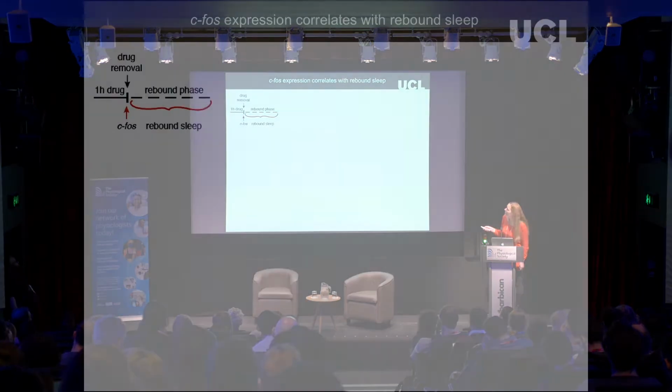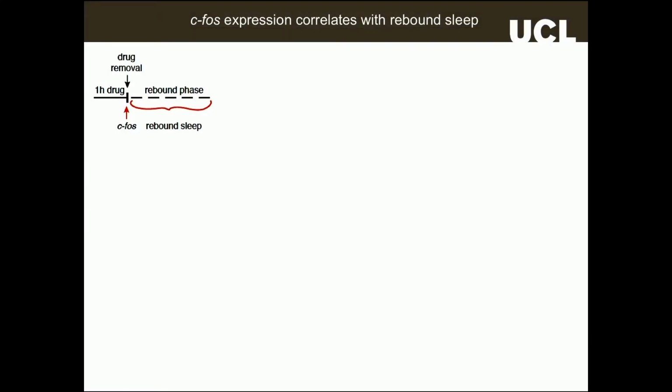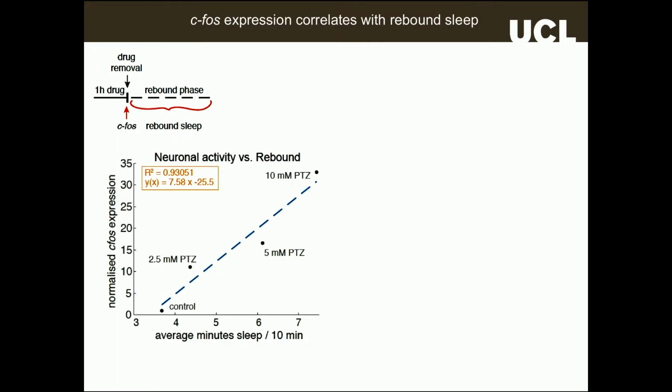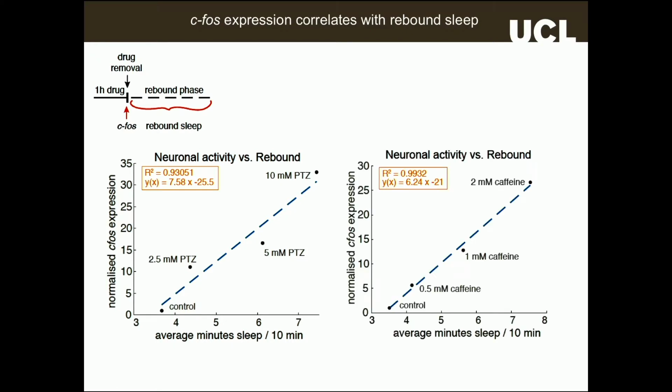And to do this, what I basically just did is expose fish to 1 hour of the different drugs, then collect samples to measure CFOS by qPCR, and then ask with the remaining fish how much do they now sleep, and then see is there any correlation. And indeed there is. So this is basically just a dose response for increasing doses of PTZ. CFOS is plotted here on the y-axis, so you can see with increasing doses of PTZ, we also increase CFOS expression. And this correlates really well with the amount of sleep during the recovery phase. And this is not only true for PTZ, but if we do the same thing for a dose response with caffeine, this holds true as well.